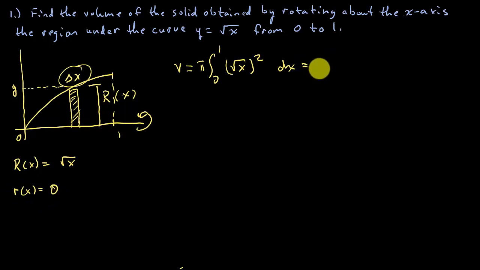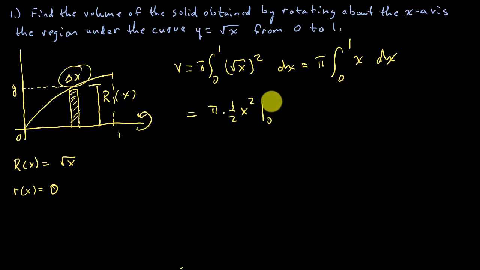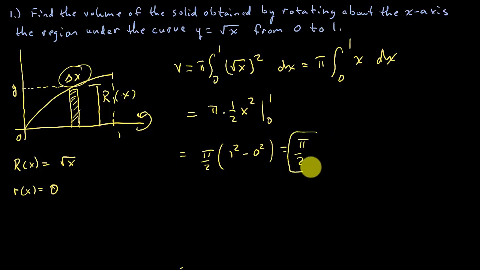And so now we've got pi from 0 to 1 of x dx. So this is going to be pi times 1/2 x squared from 0 to 1. And that's going to be 1 squared minus 0 squared, which is just pi over 2. All right, so let's look at the next example.